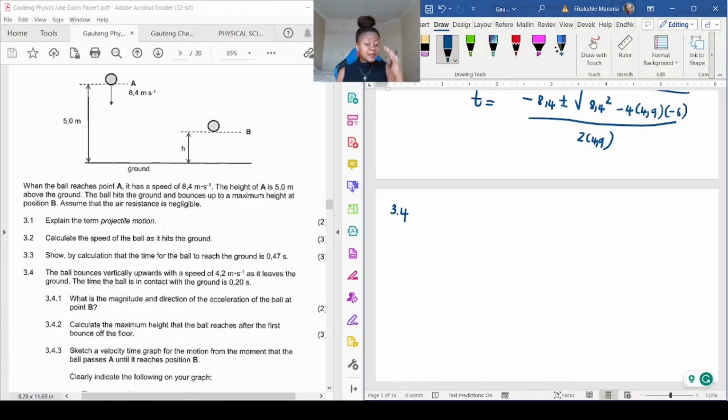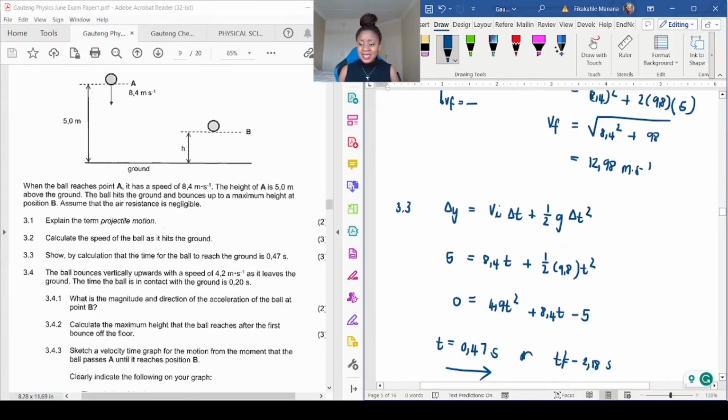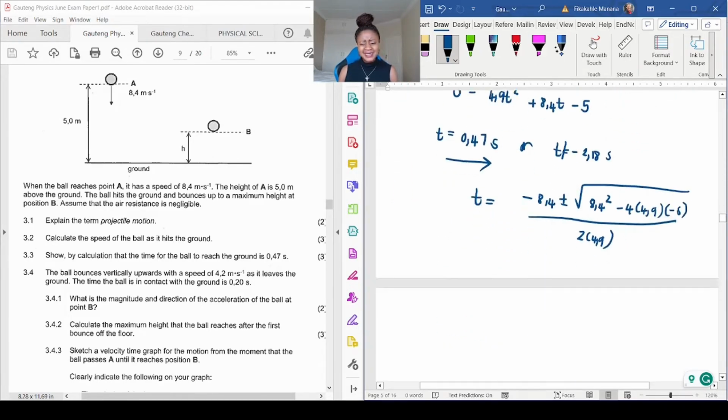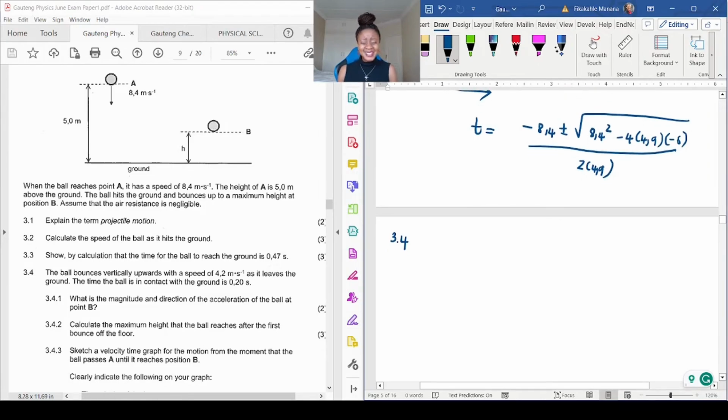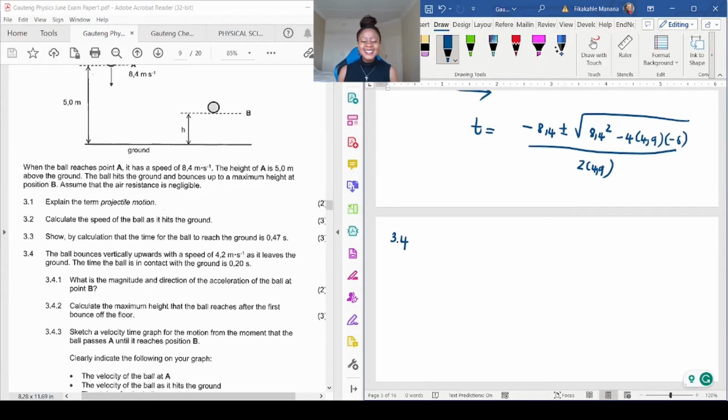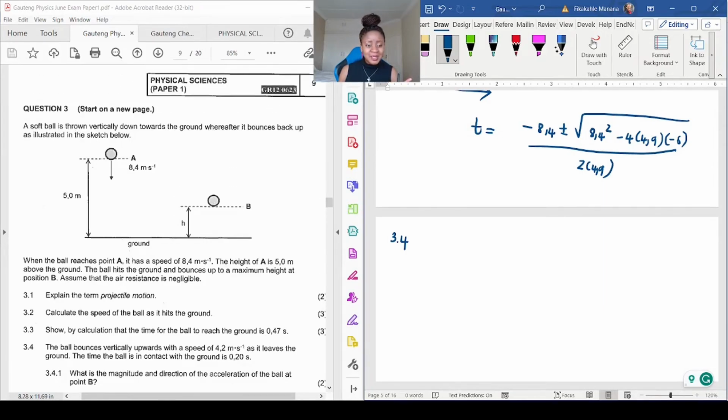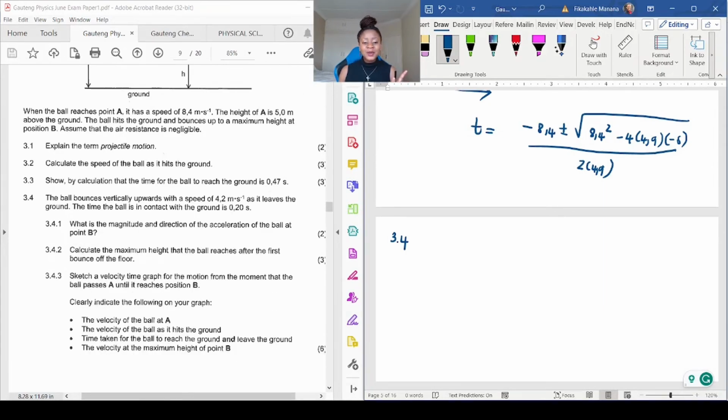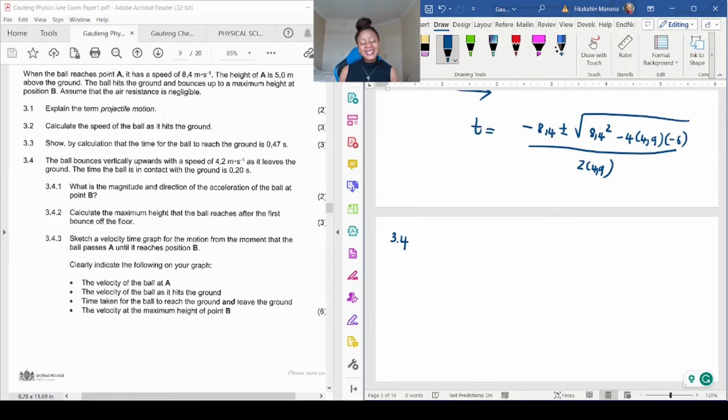The ball bounces vertically upwards with a speed of 4,2 meters per second as it leaves the ground. Remember, it hit the ground at 12,98, almost 13 meters per second, and now it's bouncing off with 4. What happened to the rest of the velocity? Okay, so that shows that this soft ball, they told us it's a soft ball, right? This soft ball transferred energy. Okay, it wasn't an elastic collision, it was an inelastic collision.